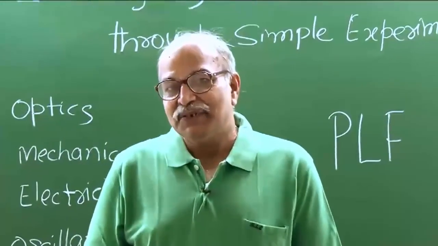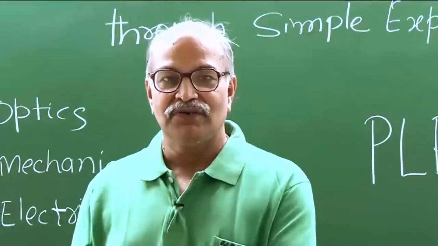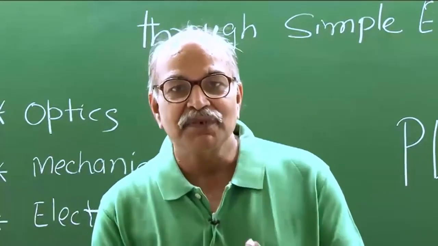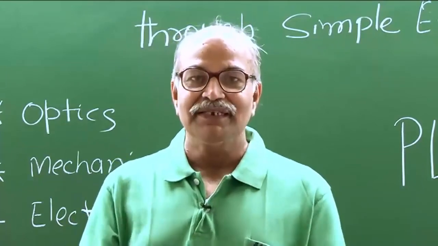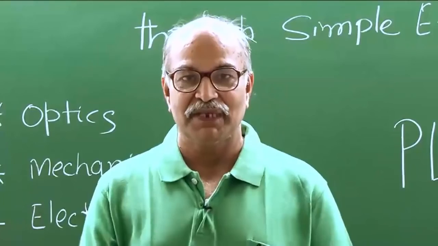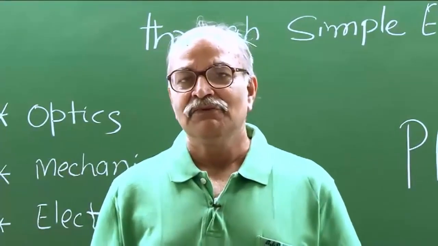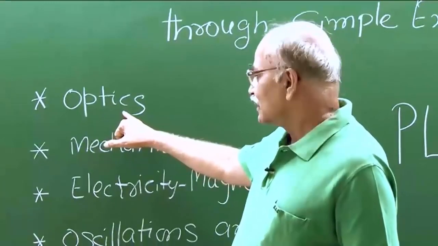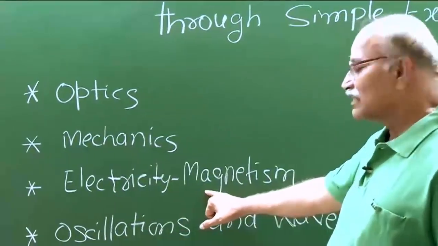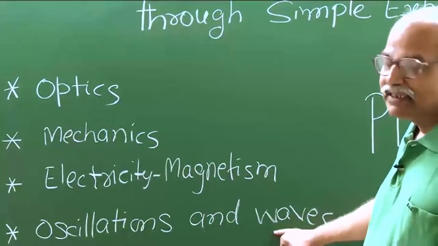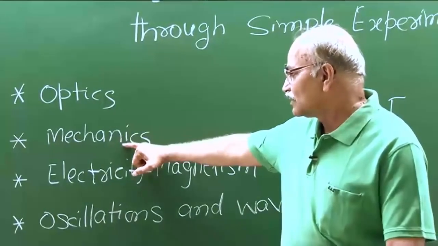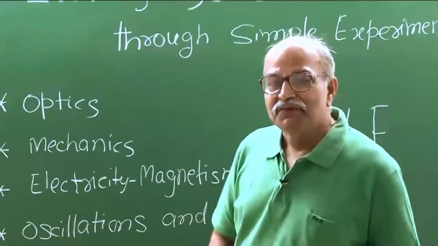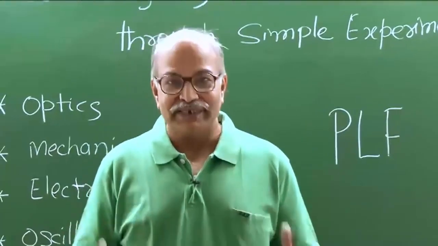I have divided this 8-week course into 4 broad modules, although in experiments you cannot really divide things. All these divisions in chapters are artificial. When you are doing something, many of the concepts go together in one experiment, but still broadly I have divided it into 4 parts: optics, that will be our first module, then mechanics, then electricity and magnetism, and then oscillations and waves. Roughly 2 weeks on each. So, we will start with our first module, that is optics, light.